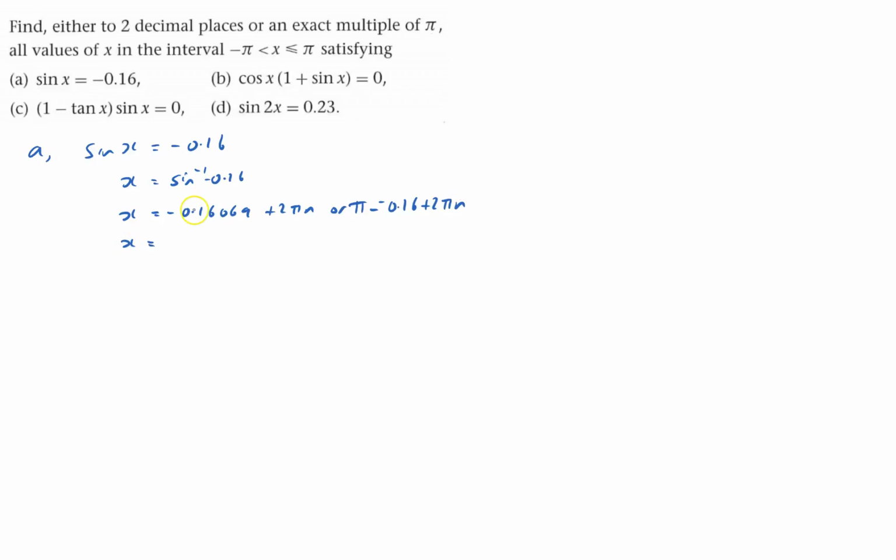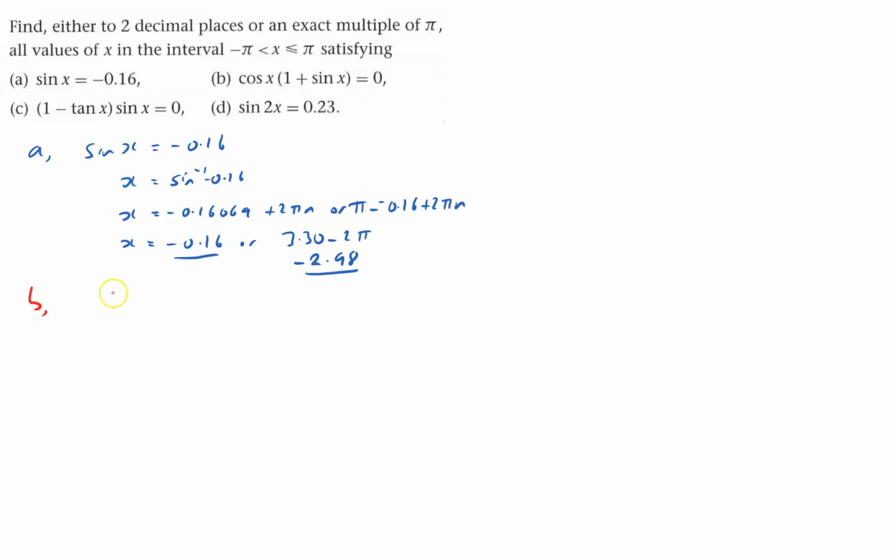So that means that x will go from minus pi to pi, so that'll be minus 0.16, or this will be pi plus that. That'll already be bigger than pi, so it's going to be pi plus 0.16 and then minus 2 pi. So that'll be 3.30 minus 2 pi, and this one here is negative 2.98. So that will do A.